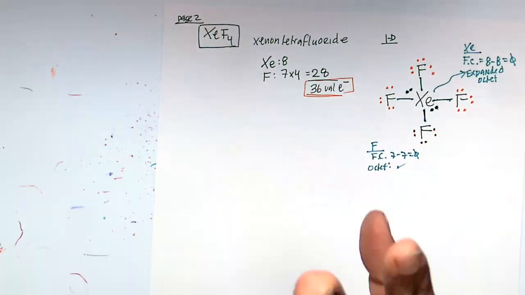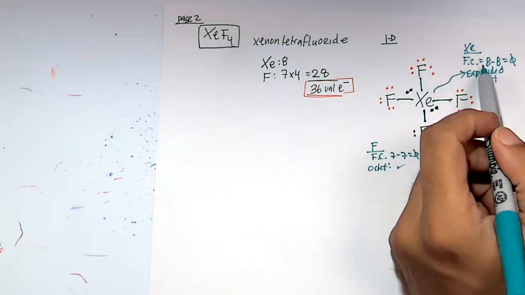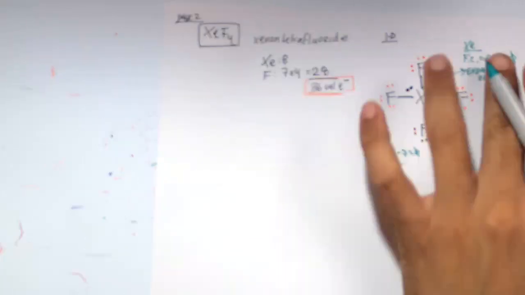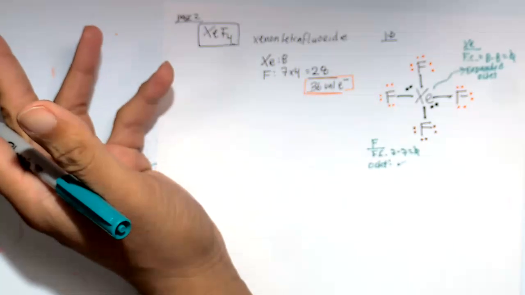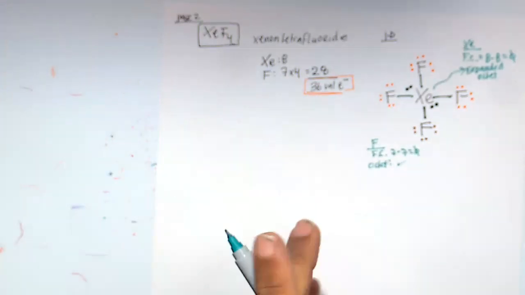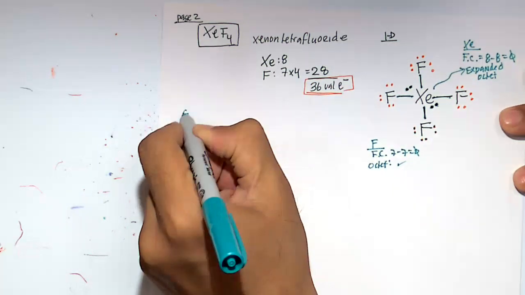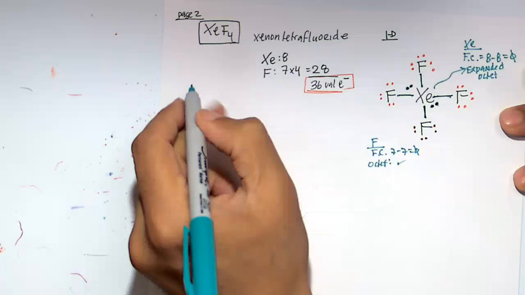So the expanded octet is okay for this example. Because you see, you want to always check your formal charge. The formal charge is 0 here, and in the problem there is no charge, it's 0. All right, the next question here is polarity. No, the next question is the molecular geometry, sorry.